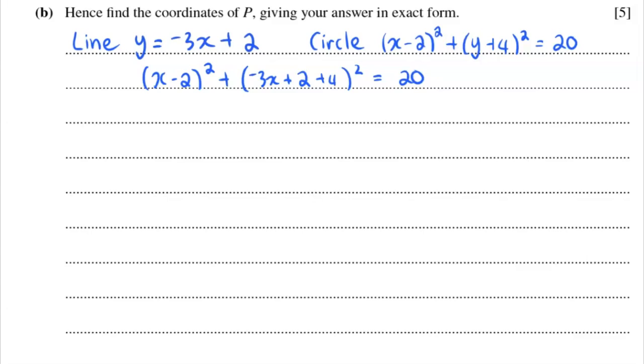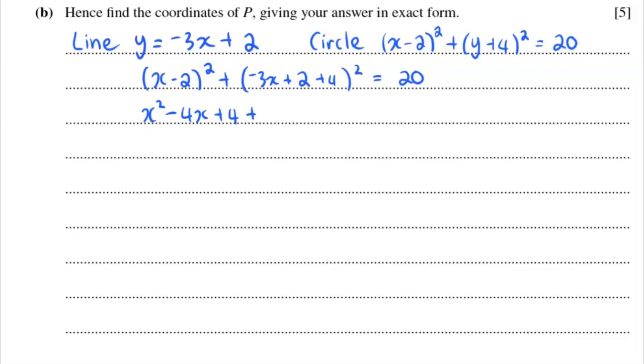And that's the plan, right? So the first brackets, we better expand. X squared minus 4x plus 4. And for the second brackets, well, the 2 plus the 4 makes 6. So we really have negative 3x plus 6.